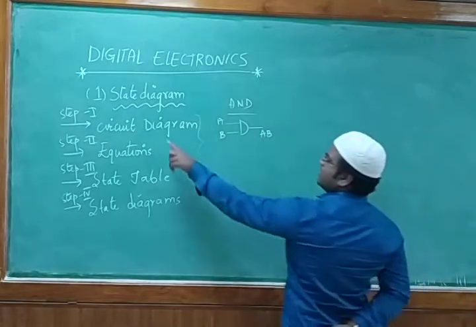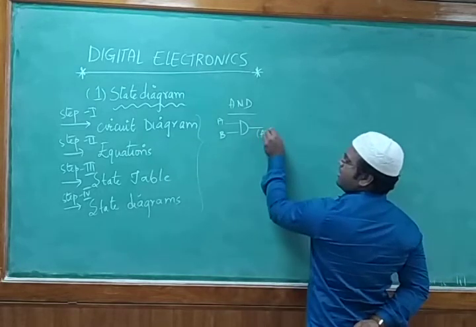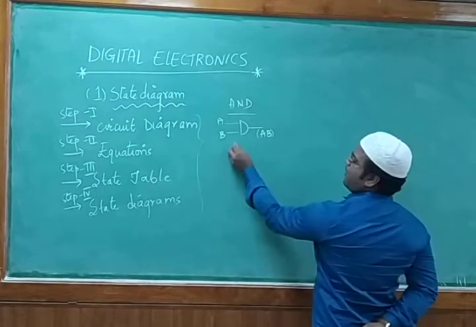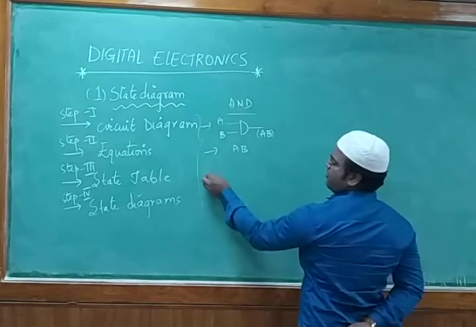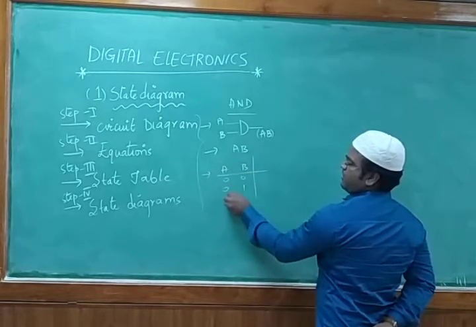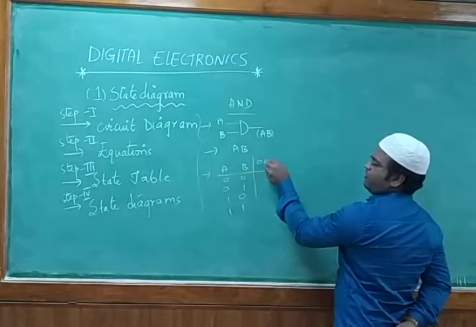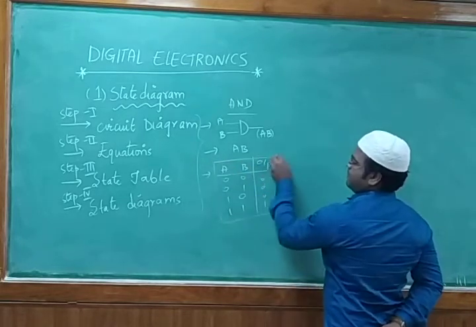So first I draw the circuit diagram. Then I know the equation. The equation is A into B. This is step 1, step 2. Next is the tabular form of it. AB is 0 0, 0 1, 1 0 and 1 1. The output of it would be 0, 0, 0, and the last is 1. The AND gate is multiplication, right?